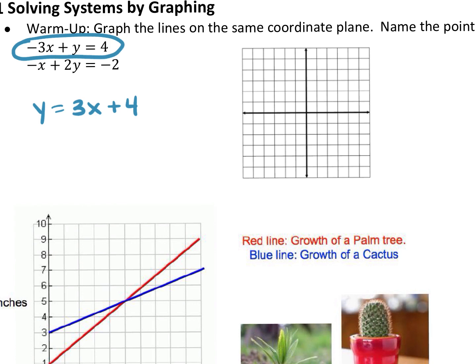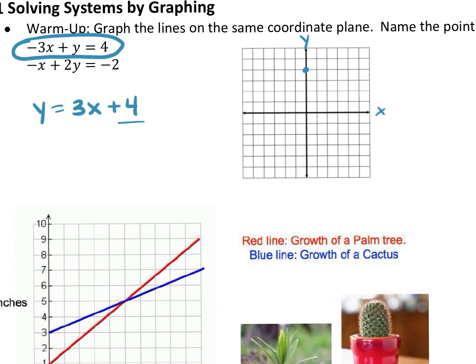What do you do to graph this? What do you plot first? The 4. And where does that 4 get placed? Up, down, left, right. Where do you move? Up 4 from 0, 0, right? It's a y-intercept. So here's your y-axis. Here's your x-axis. We're going to go up 4. 1, 2, 3, 4. Okay.